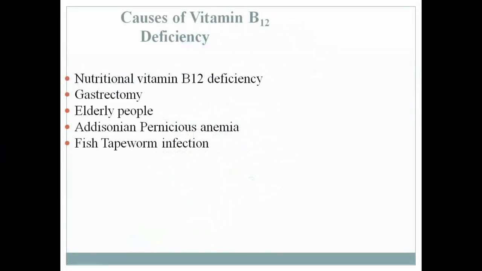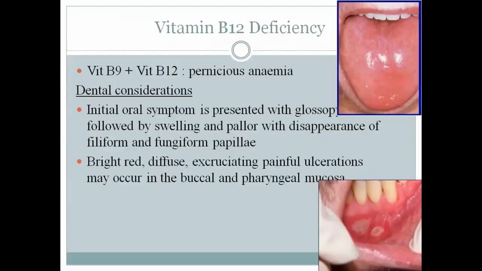cyanocobalamin. Nutritional vitamin B12 deficiency is seen in elderly people, people with gastrectomy, and people with fish tapeworm infection. So dental consideration: B9 and B12 deficiency cause pernicious anemia. Initial oral symptoms present with glossopyrosis, followed by swelling and pallor with disappearance of filiform and fungiform papillae. Then bright red, diffuse, excruciatingly painful ulcers will be seen.